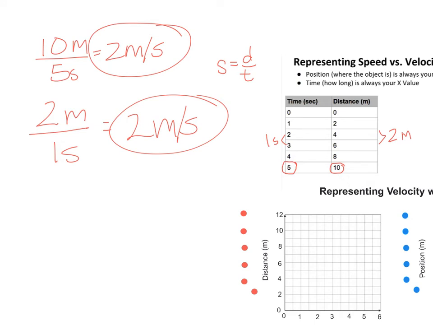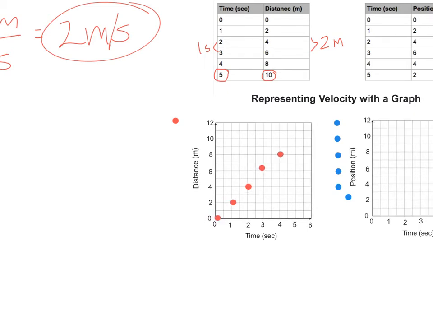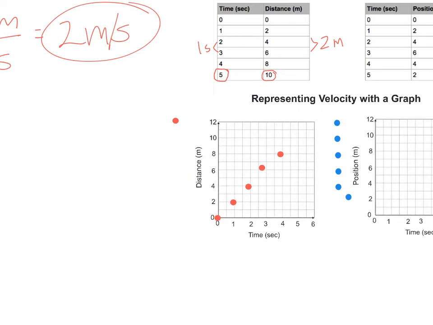Okay, let's go ahead and graph this object's motion. At 0 seconds, we have 0 distance covered. At 1 second, we have gone 2 meters. At 2 seconds, we have gone 4 meters. 3 seconds, we've gone 6. 4 seconds, we've gone 8. I have that last data point off. You have to excuse me. Okay, it's a little bit off, but we can live with it. And at 5 seconds, we've gone a total distance of 10 meters.